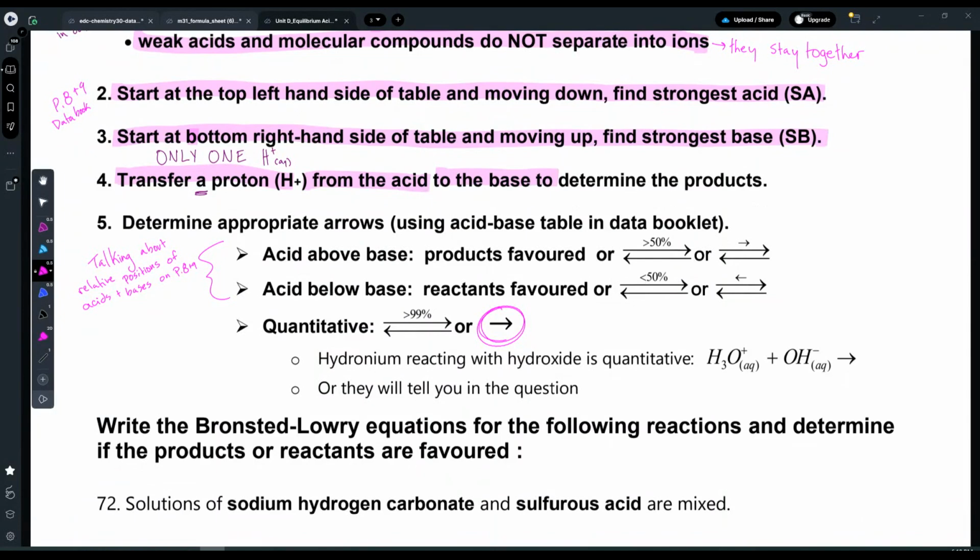So with the quantitative arrow, or this arrow right here, you're going to have hydronium reacting with hydroxide, or they just tell you in the question it's a quantitative reaction.